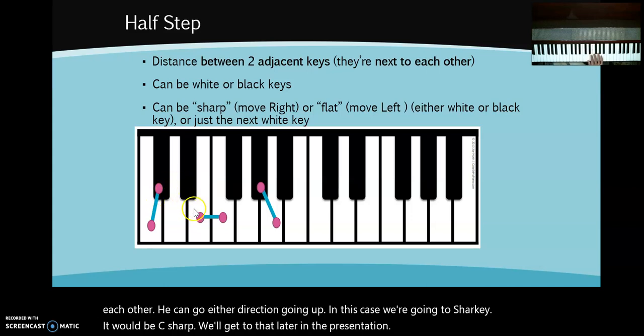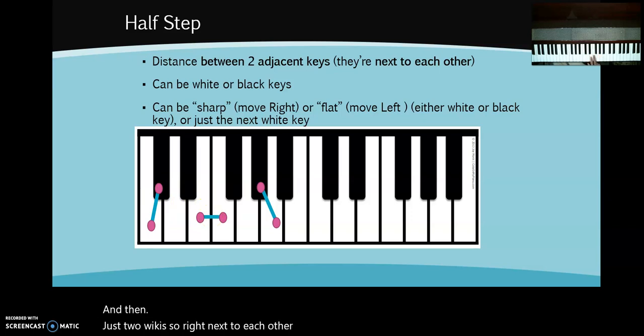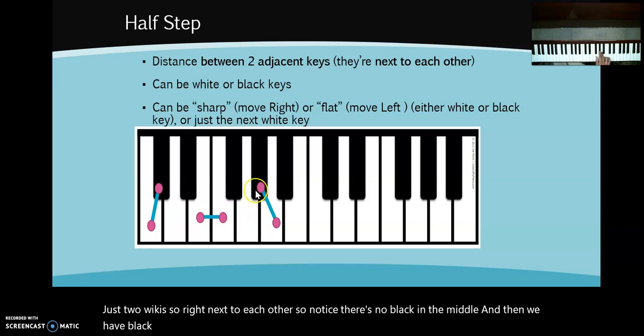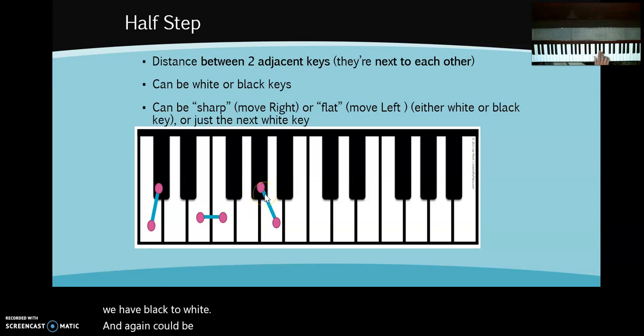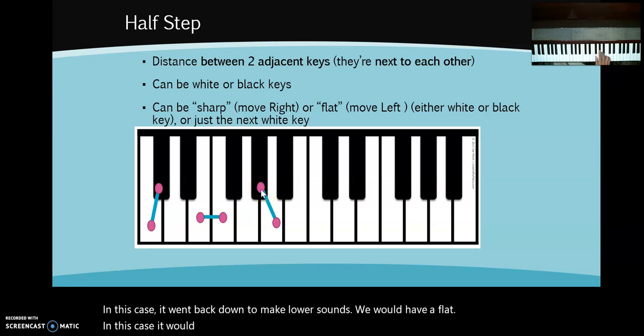And then these are just two white keys, so right next to each other. So notice there's no black key in the middle. And then we have black to white. And again, could be in either direction. In this case, if we went back down to make lower sounds, we would have a flat here. In this case, it would be A flat. So those are half steps.